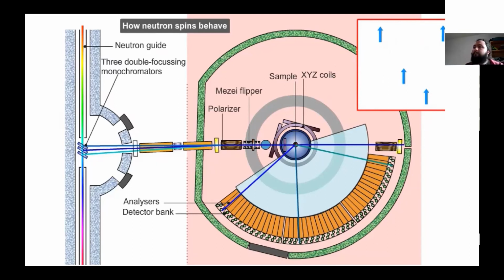If the flipper had been off, then the intensity would have been non-spin flip, from 7 up to 4 up. Now, obviously, if we had a second flipper after the sample, then we would have been able to measure the other 2 kinds of scattering, so down to down and up to down. But D7 is a time of flight instrument, so that would not be possible. That's more for triple axis instruments.